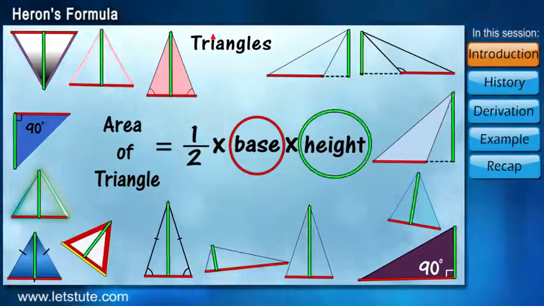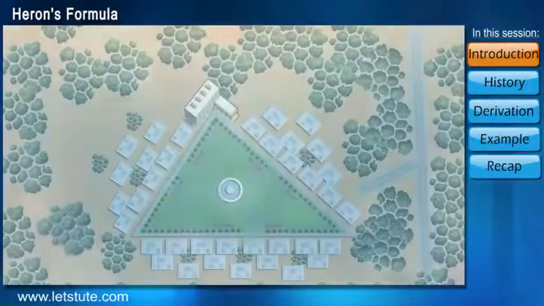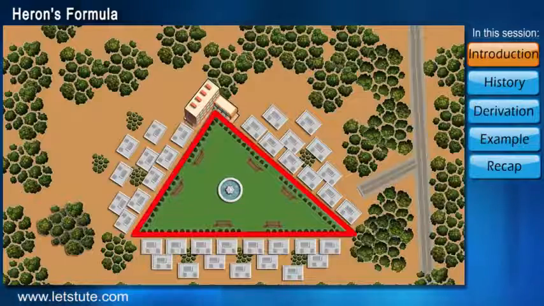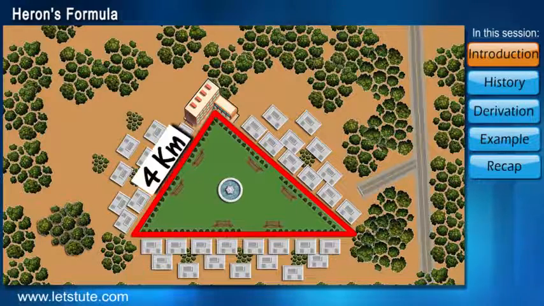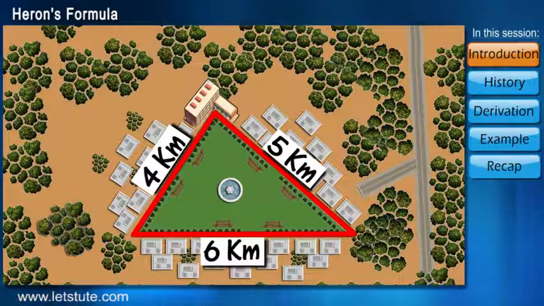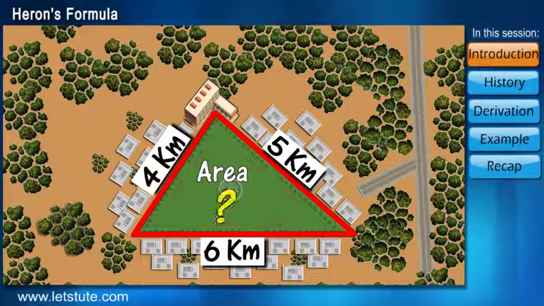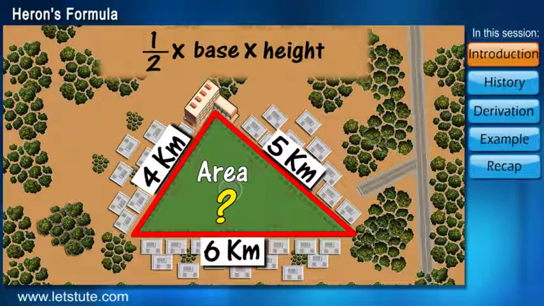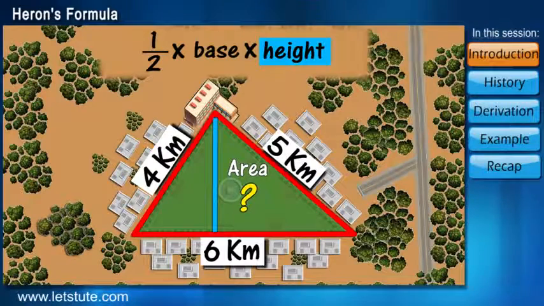multiplied by height. Now suppose you have a huge triangular complex and we only know the length of each side of the complex. Let's say 4 kilometers, 5 kilometers and 6 kilometers. Now, if I ask you to calculate the area of this complex, can you calculate it using the given formula? If we want to use this formula, we need the height of the triangular complex, which we do not have.